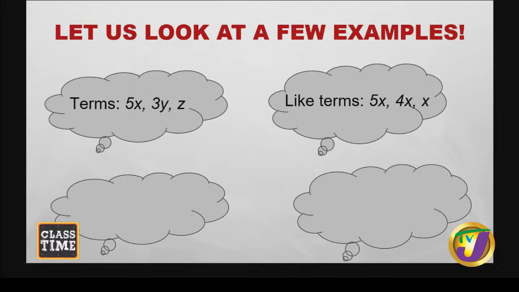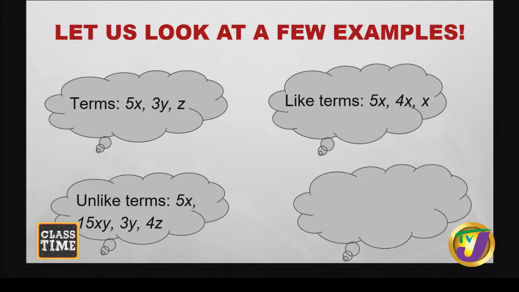Unlike terms. So we would have just listed some terms earlier, 5x, 3y, and z. And now we have some additional unlike terms, 15xy and 4z. When we talk about the family, we're talking about the variables. As you can see with the unlike terms, the variables are not the same. 5x has x as a variable, 15xy has xy as a variable, and 3y has y as a variable, and then you have 4z.